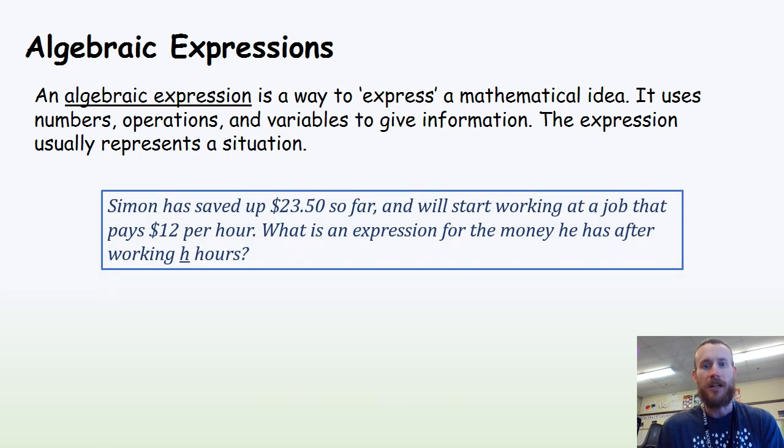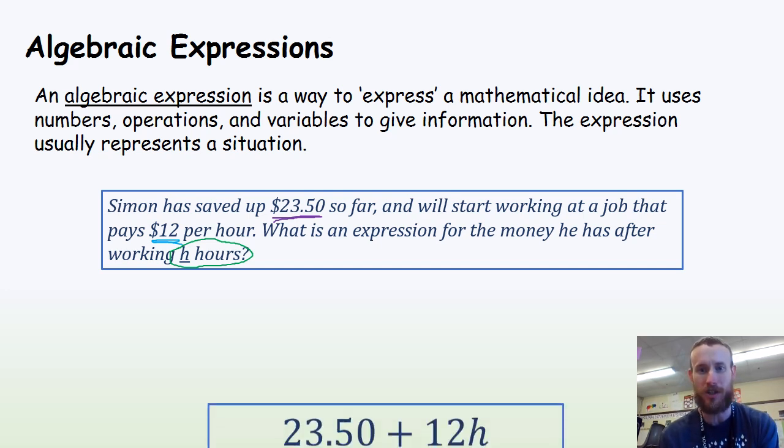So a situation here might be Simon. He saved up $23.50 so far. So this would be an important piece of information right here. He has that much money, and he's going to start working at a job that's going to pay him $12 per hour, right? So we want to write an expression for the money he has after working H hours. That's our variable right there. So H is what we would call a variable, and it's going to represent the number of hours he spends at his job.